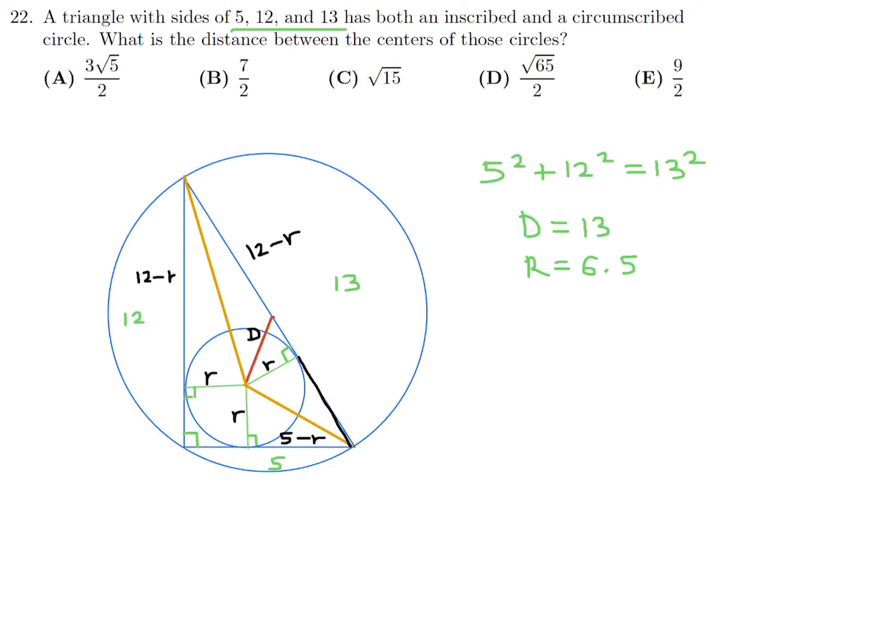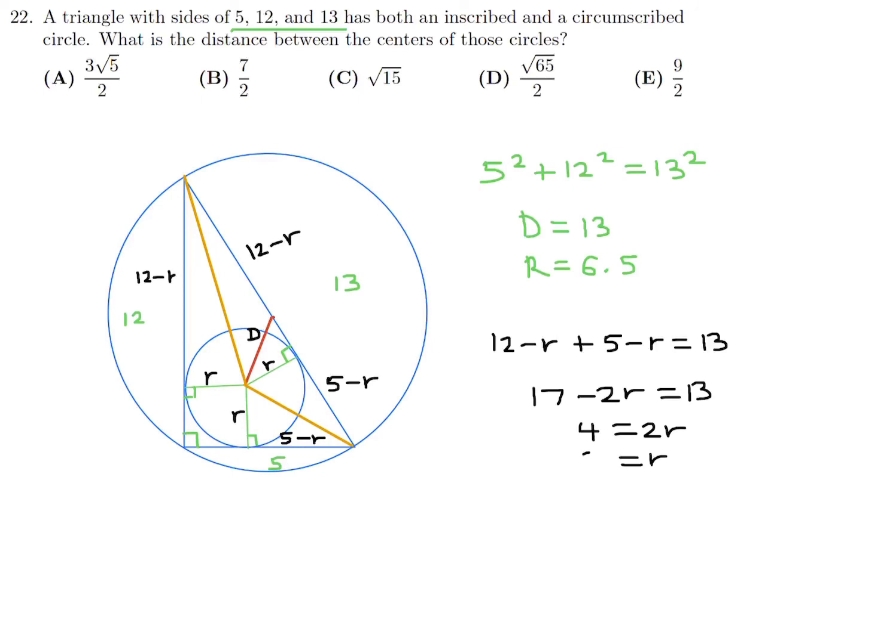So therefore this section of the diagram is also 5 minus r. So that means from here to here is 12 minus r, from here to here is 5 minus r, and if you add those two, they must equal 13. So 12 minus r plus 5 minus r is equal to 13. And therefore we've got 17 minus 2r is 13. That means 4 is equal to 2r, and therefore r is equal to 2. The radius of the small circle is 2.